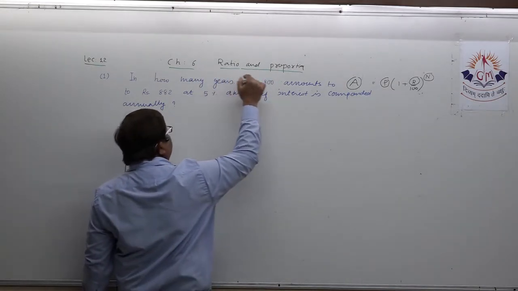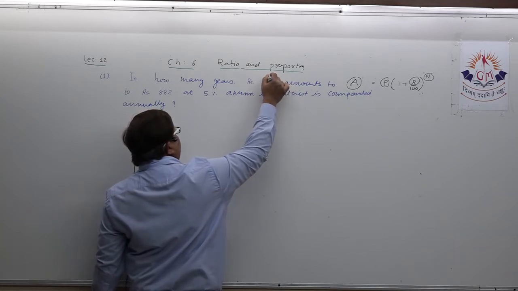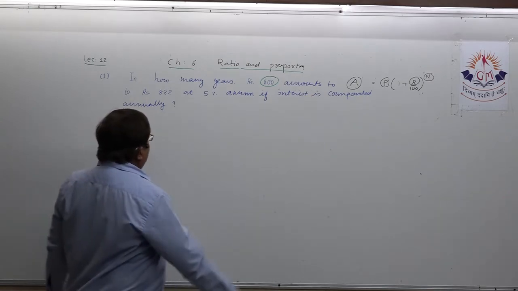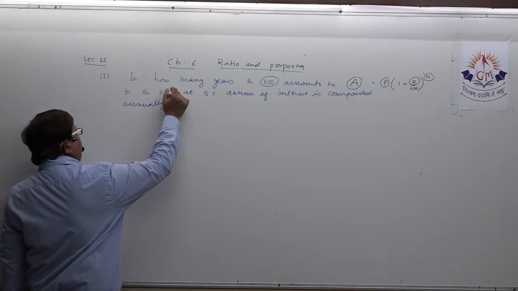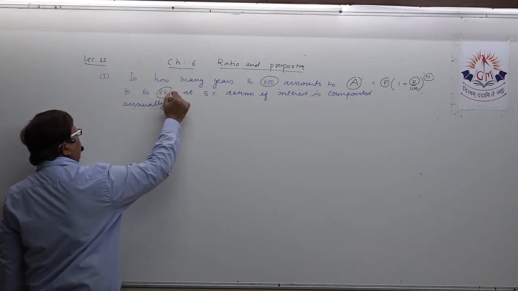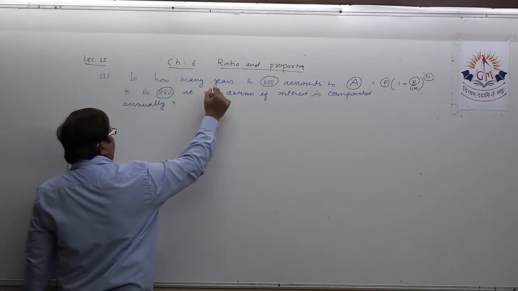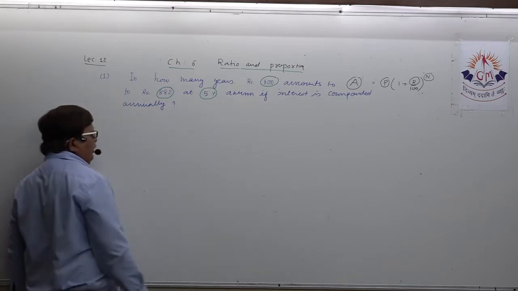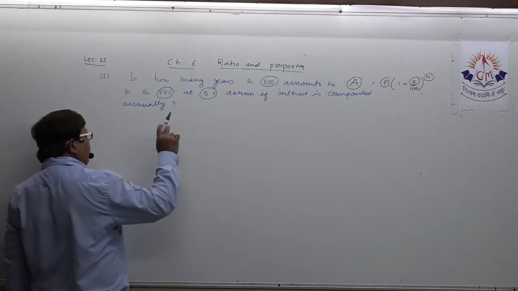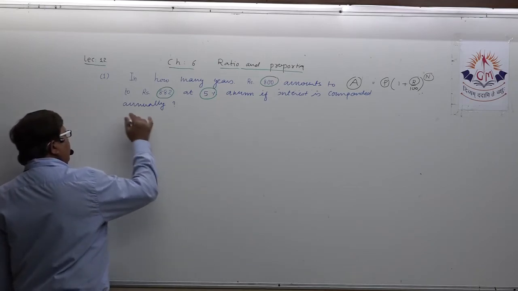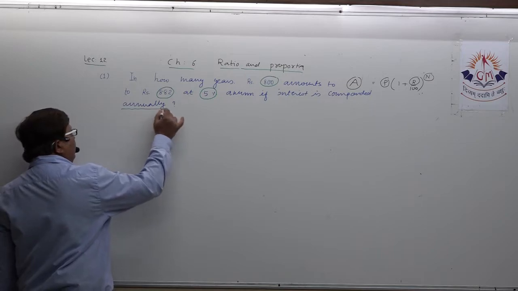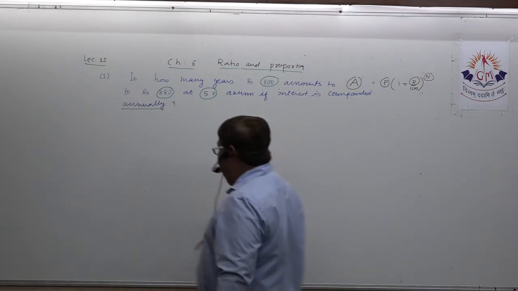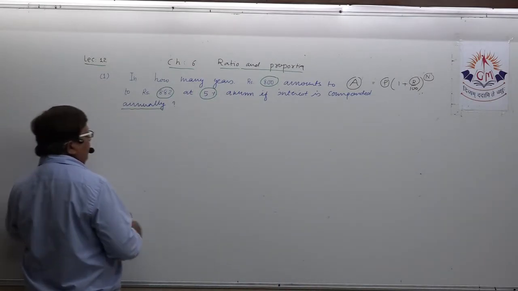In how many years? Rupees 800, that means principal is given. Amounts to rupees 882 means amount is given. At 5% rate of interest per annum means rate of interest is given, and at the same time the basic data that interest is compounded annually is very important to understand. How can we solve this particular example?